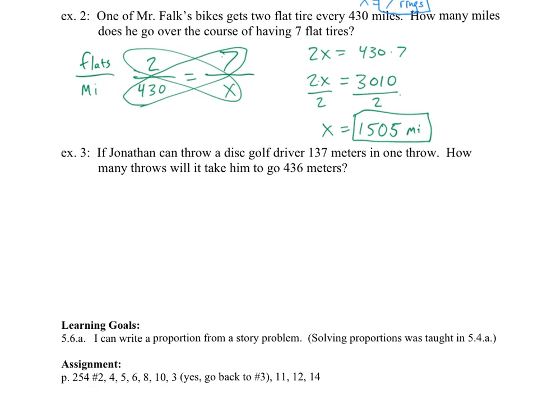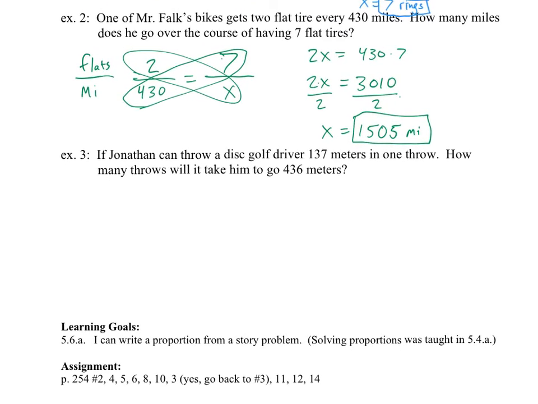All right, if Jonathan can throw a disc golf driver 137 meters in 1 throw, how many throws will it take him to go 436 meters? So we have a number of throws and we have a distance. And again, you could do throws over meters. You could do meters over throws. I'm going to just stick with throws over meters. And once I label that, and again, please go through and actually write this. It only takes a moment, and then you're more likely to get this part correct.